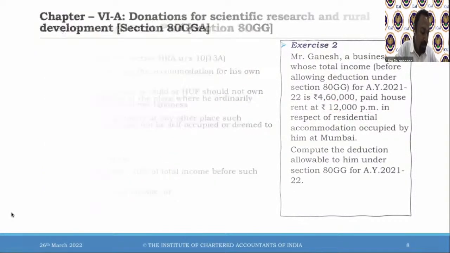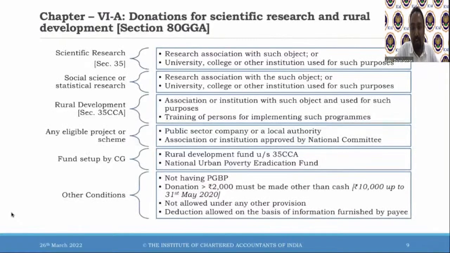So we'll move on to the next section. We are going to cover 3 sections next before going on a short break. The 3 sections are 80GGA, 80GGB, and 80GGC. What did we say when we spoke about G? G is basically donation. GG is basically an additional benefit given to you by the government for rental purposes.